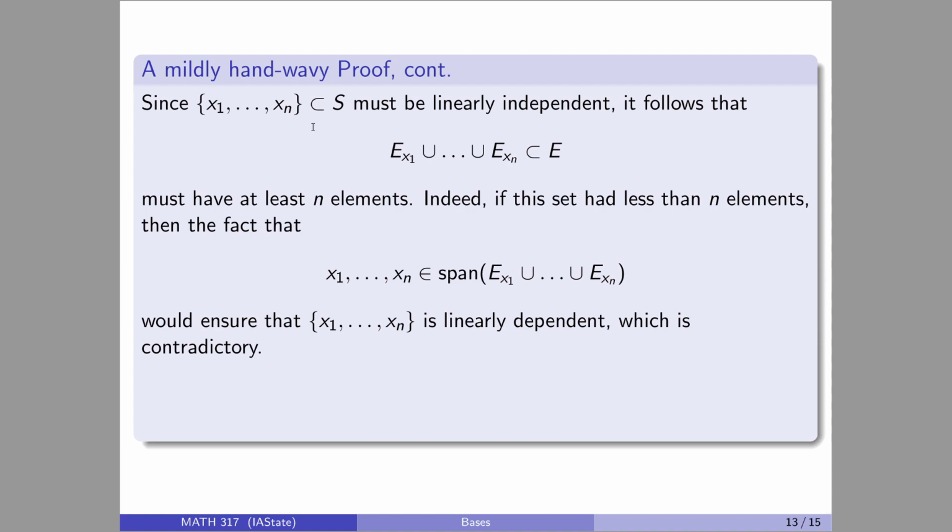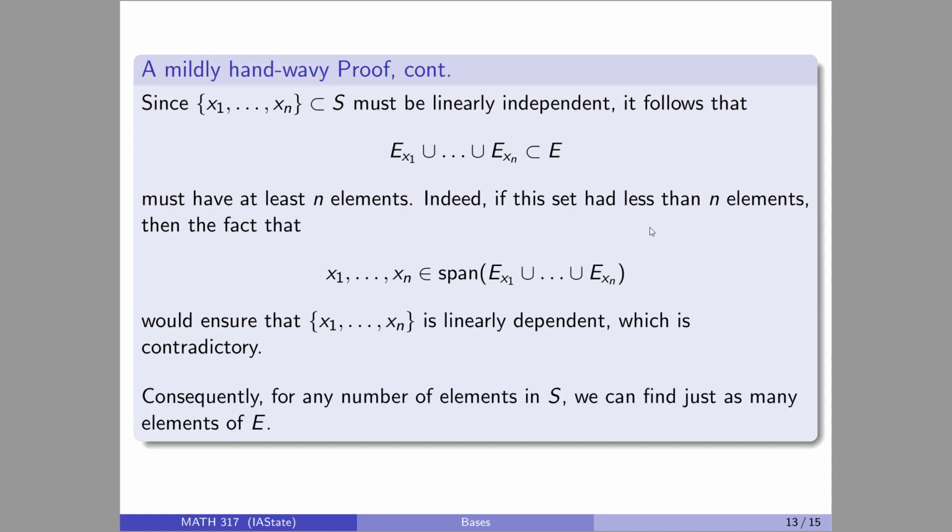So these elements, x1 to xn out of S, they live in the span of this union, and that union has to have at least as many things in it. Cannot have less, because then it would be dependent, which we've already proven is a contradiction. Alright, and like I said, this is mildly hand-wavy, so here's the hand-wavy part. For any number of elements in S, I can always find just as many elements in E. If you give me 100 things in S, I can find at least 100 things in E. In fact, I could probably find more, right? Because I have this union, which has at least n things in it, as we proved.